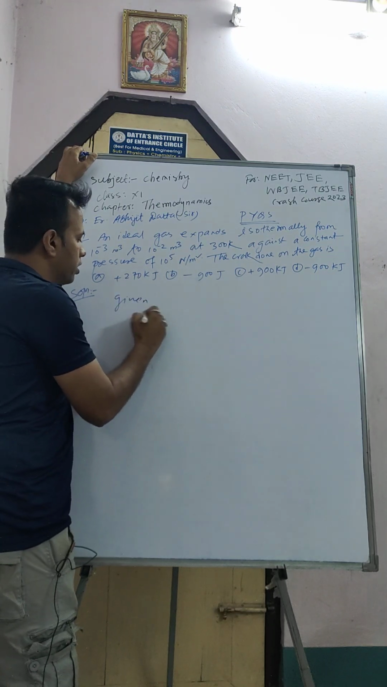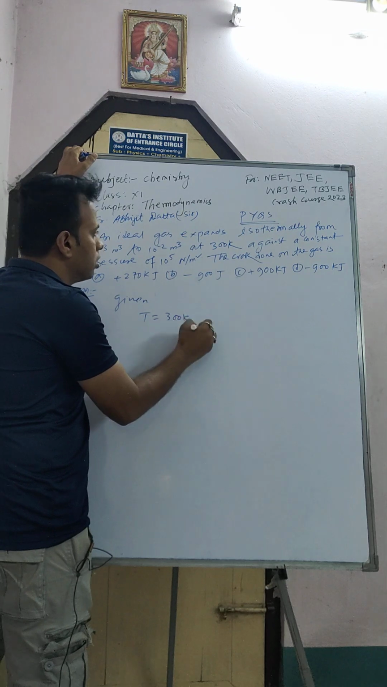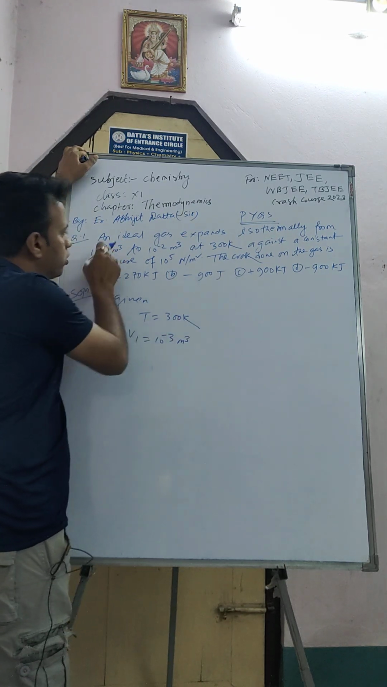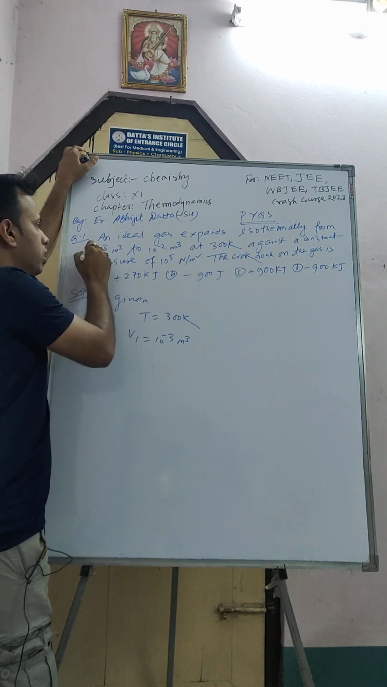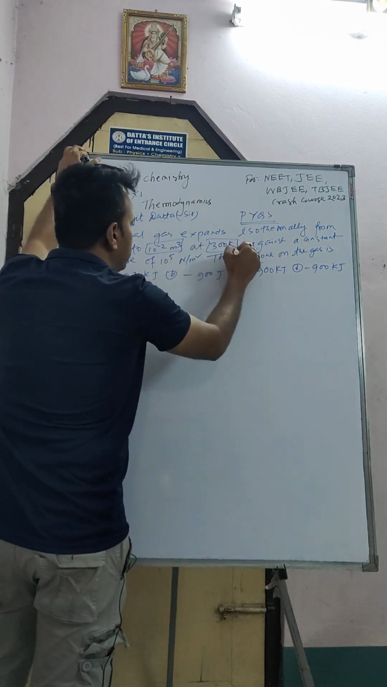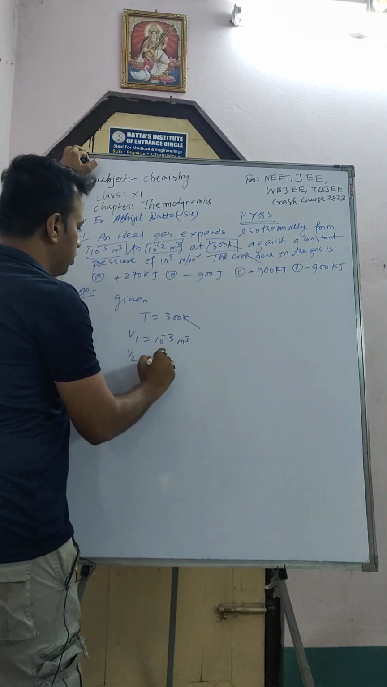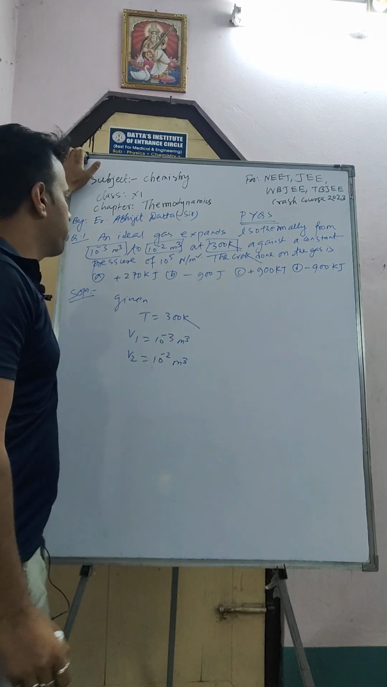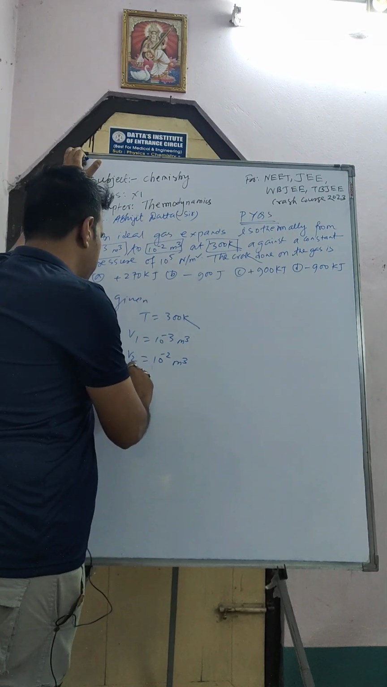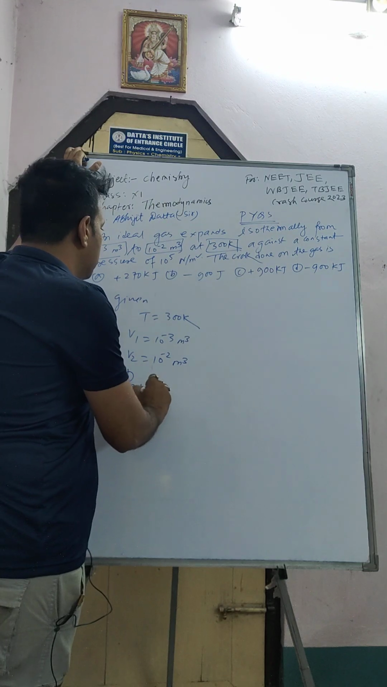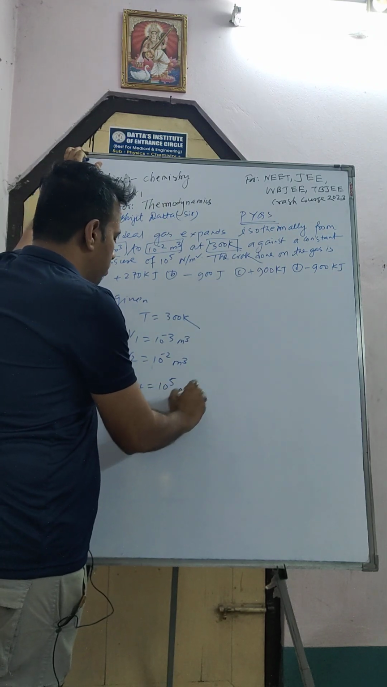Given T equal to 300 K and V1 is what, sir? 10 to the minus 3 meter cube. This one is volume. Okay, this one is initial volume and this one is final volume. And this one is temperature. So V2 is 10 to the minus 2 meter cube against a constant pressure of 10 to the 5. So P is given here, constant pressure, that is external pressure, is 10 to the 5.